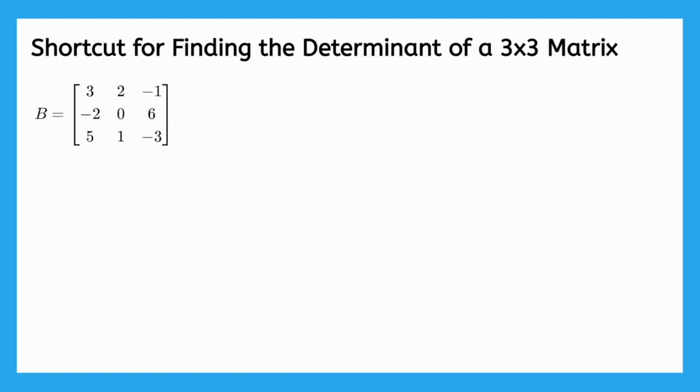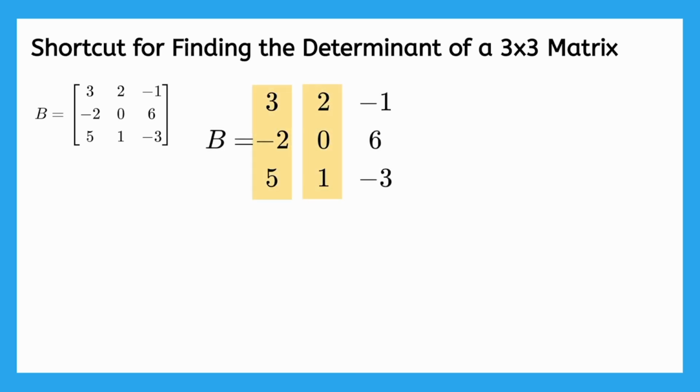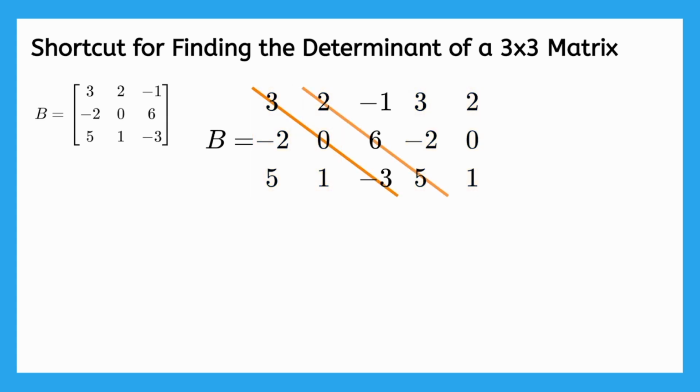Let's keep using this matrix B from our last example. The shortcut for finding the determinant uses a similar approach to finding the determinant of a 2 by 2 matrix. And it does this by copying the elements from columns 1 and 2 and writing them on the end of matrix B like this. Once we've written this extended version of matrix B, we'll first find the product of the elements along these 3 diagonals. Here, here, and here. 3 times 0 times negative 3 is 0. 2 times 6 times 5 is 60, and negative 1 times negative 2 times 1 is 2.